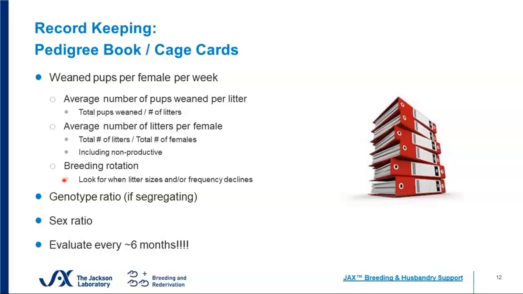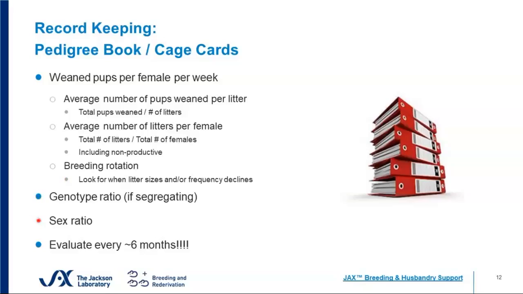And it's at that point that's where you want to retire breeders. I'll talk about that in just a little bit as well. You want to calculate your genotype ratio if you have a segregating colony. So for example, if you're breeding a heterozygote to a heterozygote, you need to know, are you getting 25% homozygotes, or are you only getting 20% homozygotes? Because that's going to affect how you size your colony.